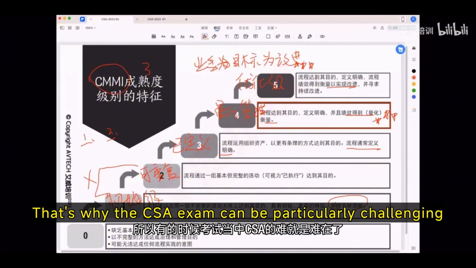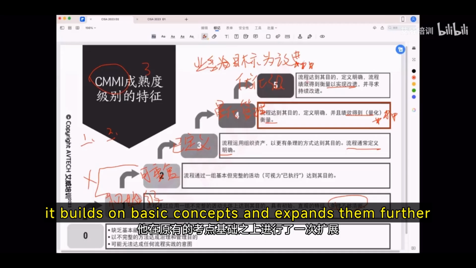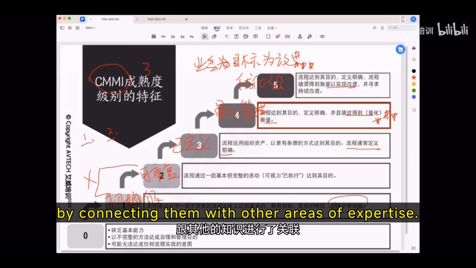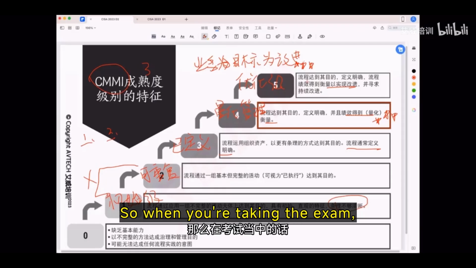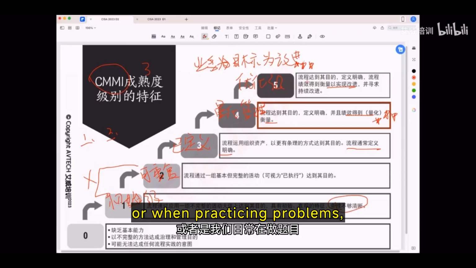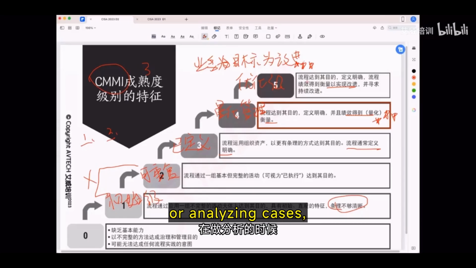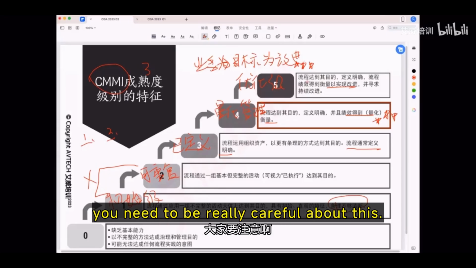support business needs. That's why the CISA exam can be particularly challenging. It builds on basic concepts and expands them further by connecting them with other areas of expertise. So when you're taking the exam, keep in mind, or when practicing problems, analyzing cases, you need to be really careful about this.